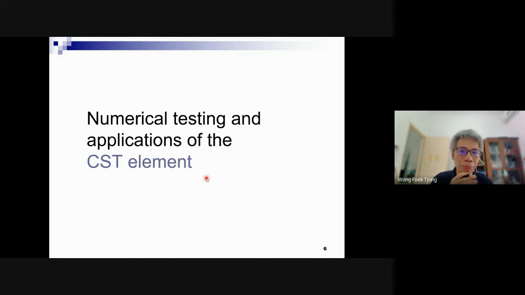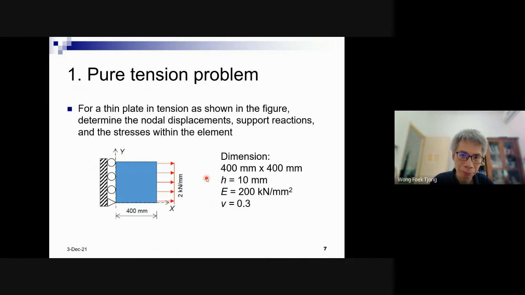If not, now let's test our CST, whether it works well or not, and apply it to a real problem. For example, let's say we have a simple body like this, a square with some thickness. Let's say the thickness is 10 millimeters, and this is 400 millimeters, or 40 centimeters.